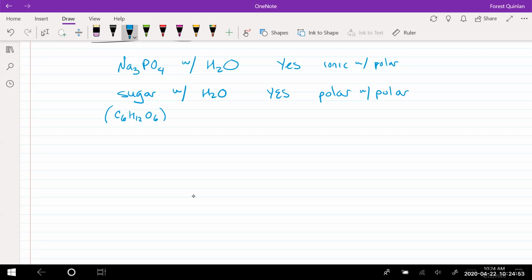What if I have sugar with oil? That's not going to work because here we see a polar with a non-polar. I guess I should have put that over here. Polar with the non-polar. Of course, we know that oil is non-polar because oil and water don't mix. We know that sugar and water do. So those won't work.